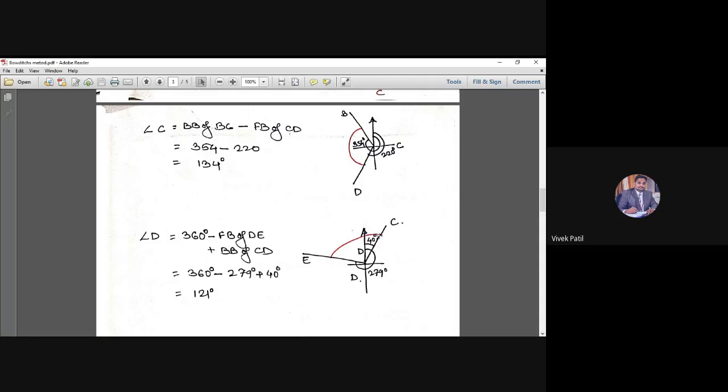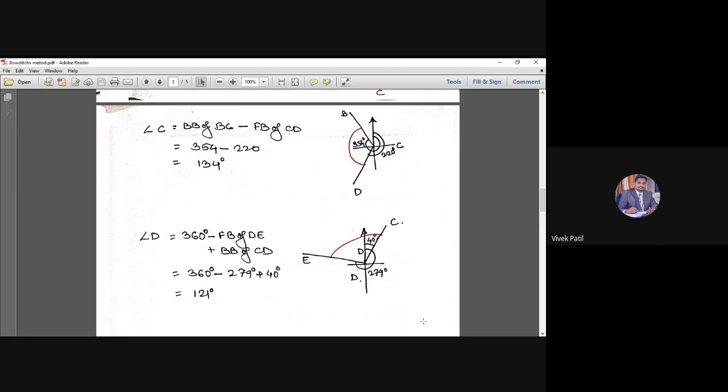So if I want to calculate this angle, this total will be 360. Out of that, I will subtract this angle, that is 279, and add 40, so that I will get this angle. That is nothing but 221: 360 minus 279 plus 40.